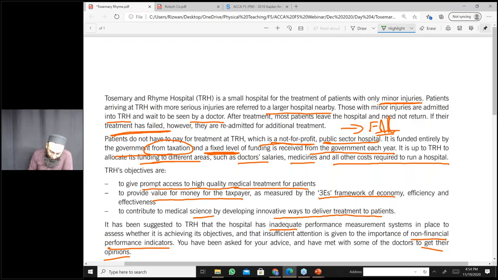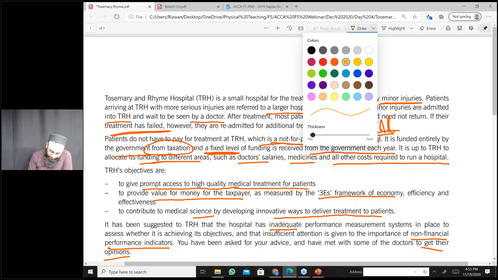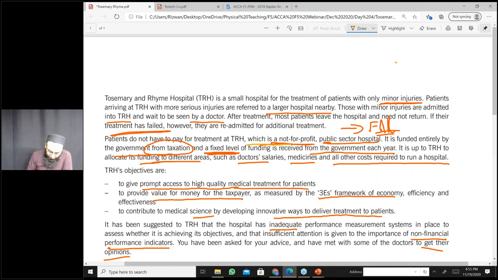It's a not-for-profit organization. Yeah, it's a not-for-profit organization. This is the first point. Because it's a not-for-profit organization, it will have multiple objectives. So for multiple objectives, you require non-financials. What are the objectives? You can see here. High quality medical treatment. Okay, right?